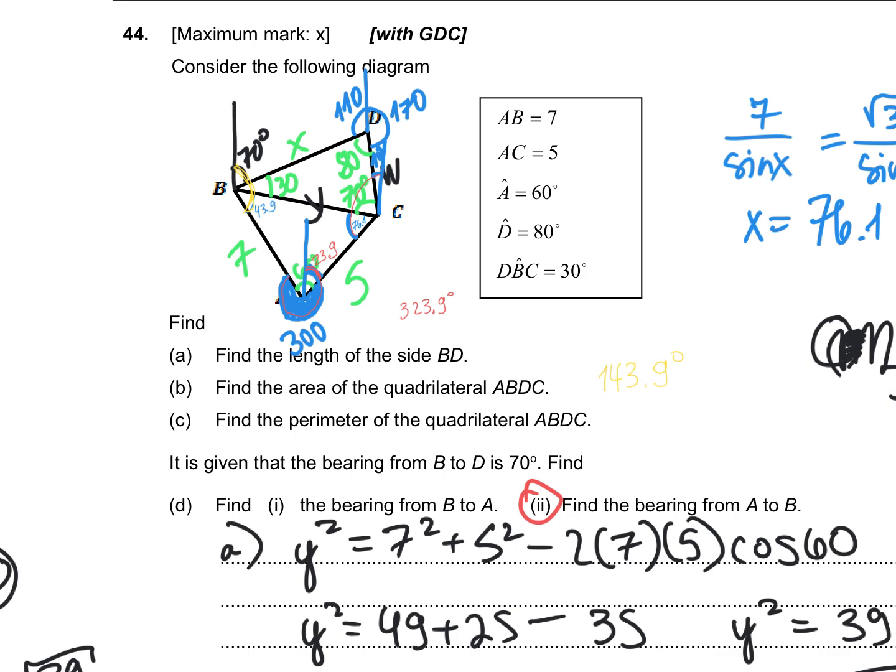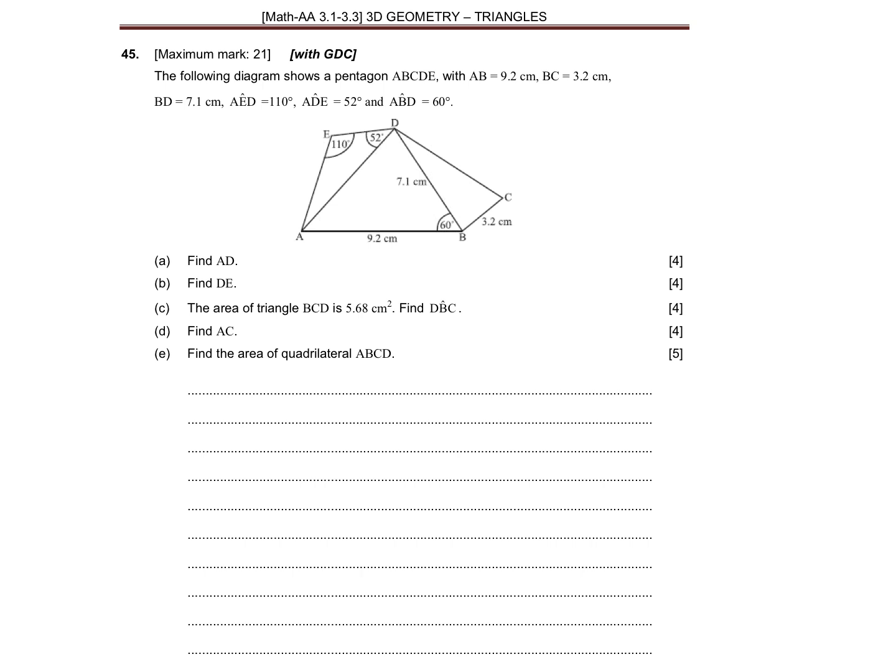At least that took less time. All right, the following diagram shows a pentagon. We got all that stuff. Find A to D here. Okay. All right, so we have cosine rule in this ADB triangle. So x squared equals 7.1 squared plus 9.2 squared minus 2 times 7.1 times 9.2 cosine 60.